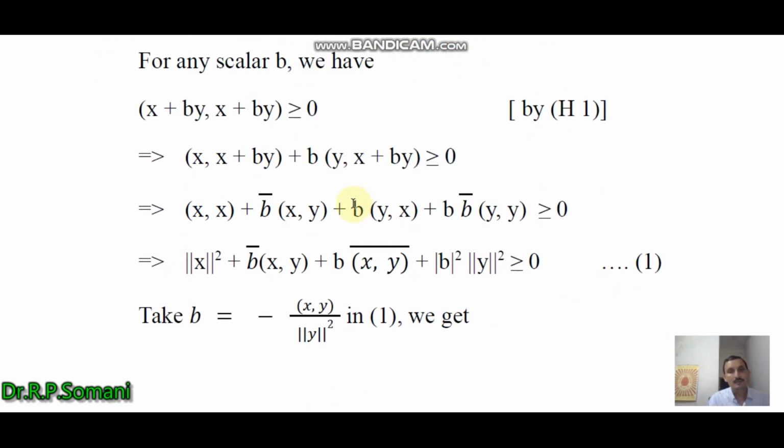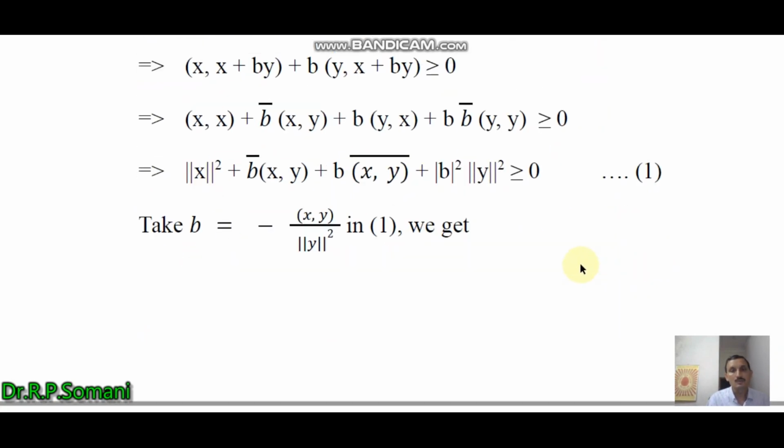Now apply the definition of norm. This we can write as norm of x square plus b bar times inner product x, y plus b times inner product x, y bar. We use the property H2 here, that the inner product y, x is equal to the conjugate of the inner product x, y, plus modulus of b square norm y square is greater than or equal to 0, and this we denote as equation number 1.